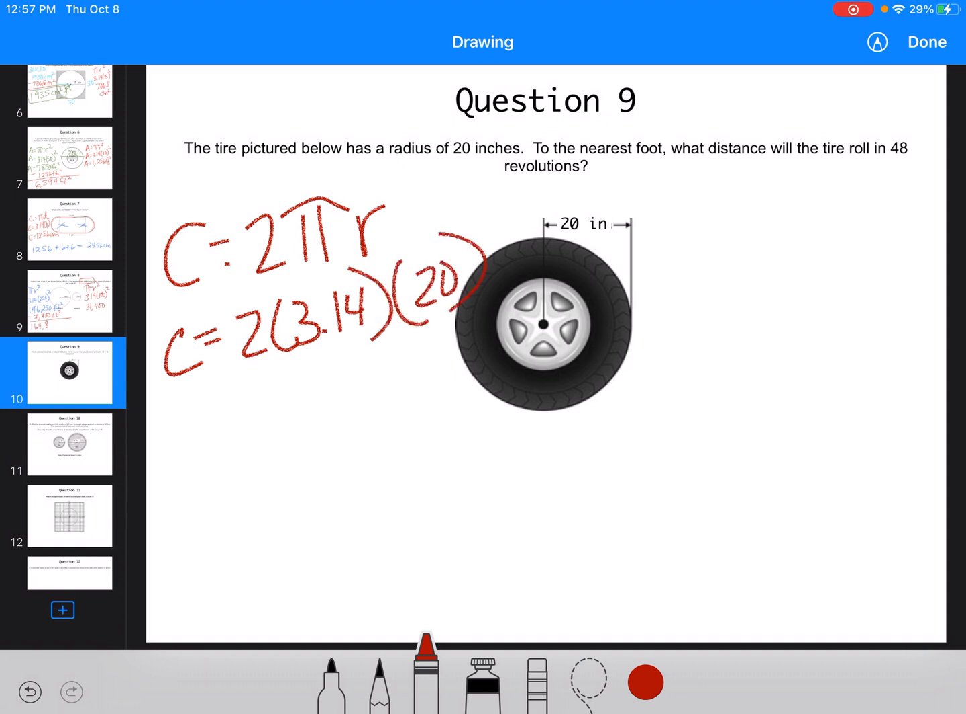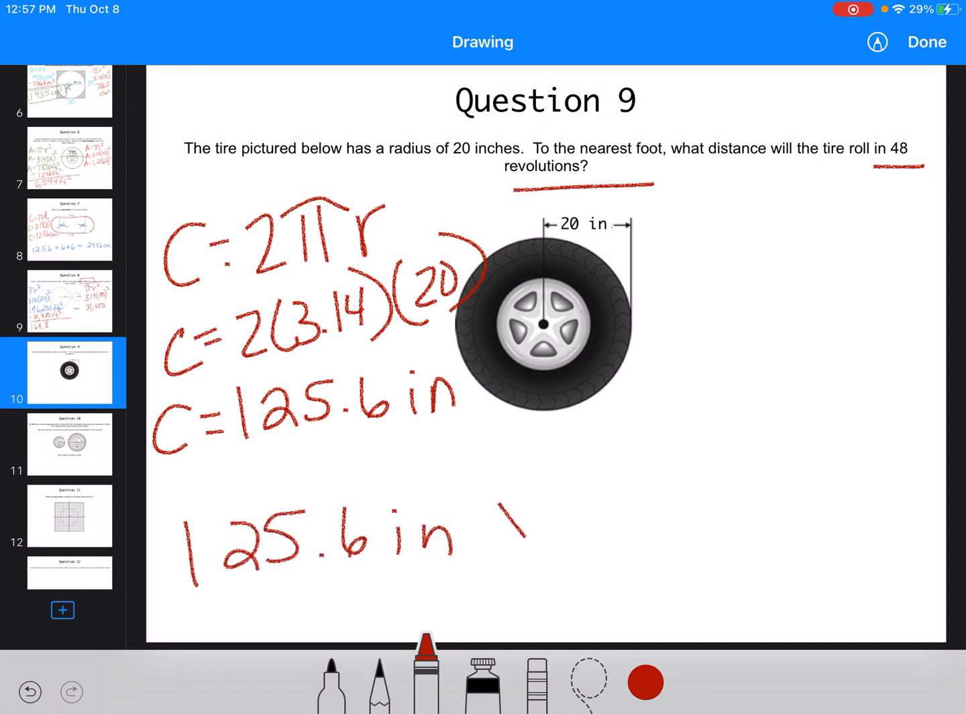So then in my calculator, I end up with a circumference of 125.6 inches. So then they're saying the tire is going to roll 48 times. So I'm going to take 125.6 inches and multiply that by 48. So it's going to go 6,028.8 inches.